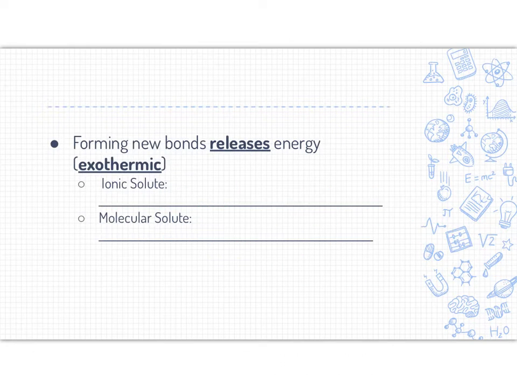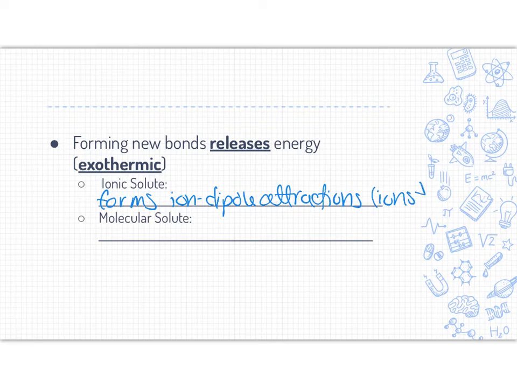Forming new bonds releases energy. Once we've broken them apart, new bonds form. These happen in pairs: we break bonds and new bonds are formed. So when an ionic compound is dissolved in water, we use that as an intro example here, that forms ion-dipole attractions between the ions and water molecules.